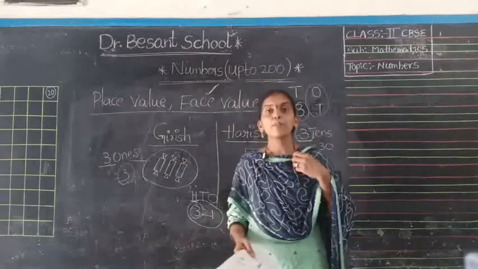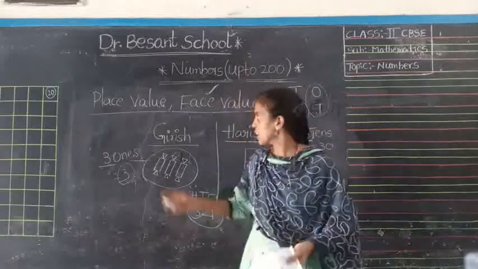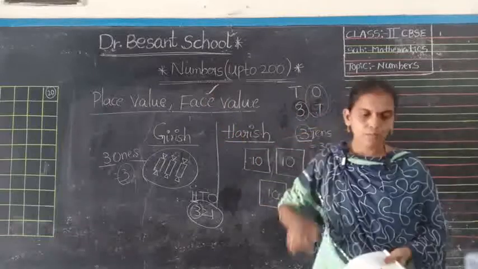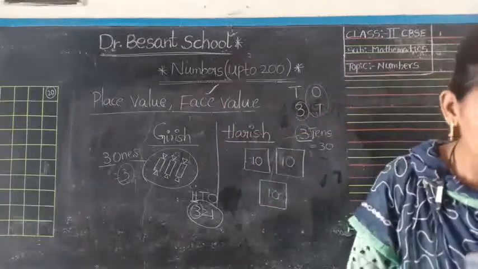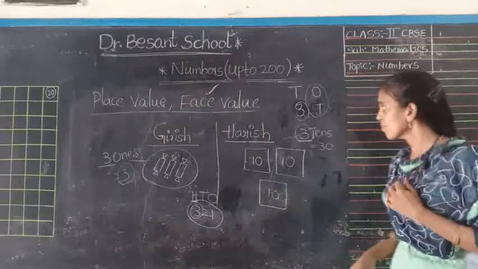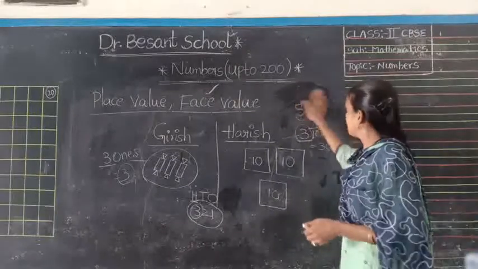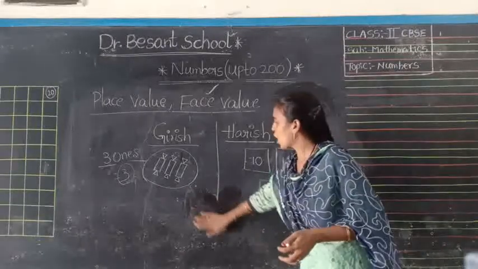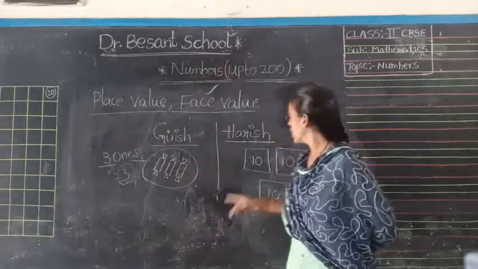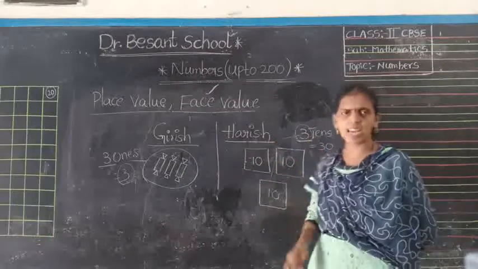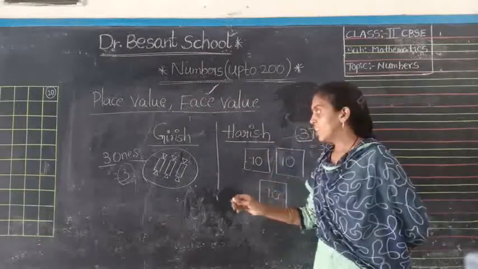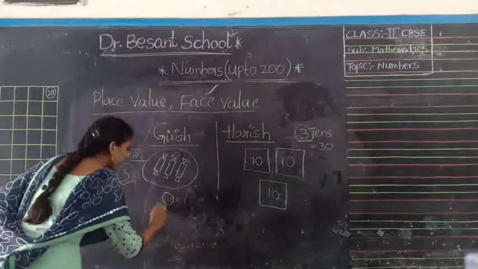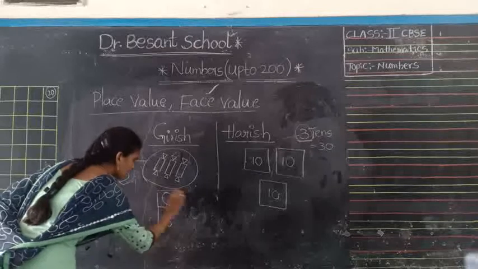Now comes the place value concept. Face value I have explained. Yes or no? Yes. Now the place value I am explaining. See here, Harish and Girish buy chocolates. Here 3 chocolates Girish and 3 tenths chocolates Harish. Yes or no? Here 3 is in ones place only. Only one place, that is ones place.